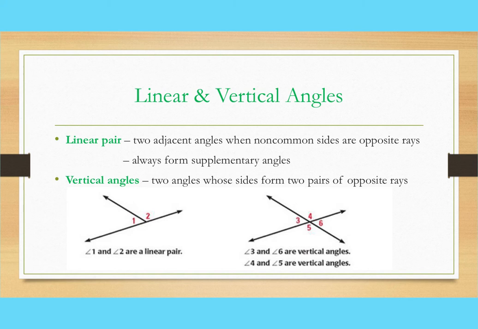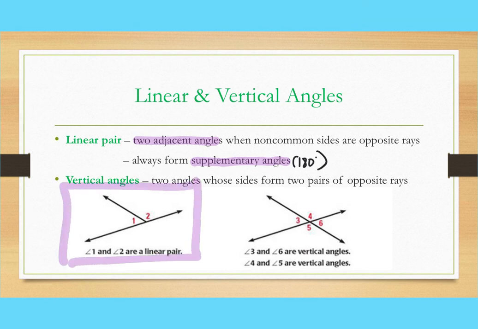All right. Next two vocab terms for angles are called linear pair and vertical angles. A linear pair are two adjacent angles this time, so they have to be next to each other, when the non-common sides are opposite rays, which basically just means the outsides form a line. They always form supplementary angles, which means they always add up to what? 180.